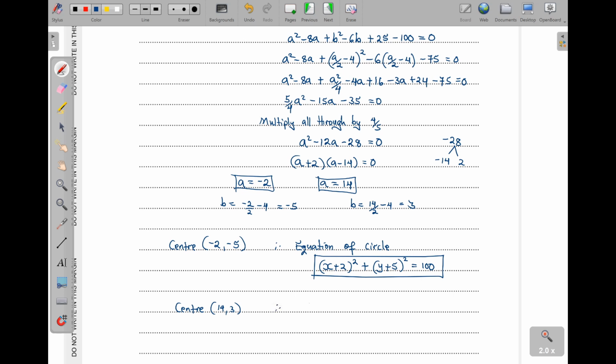Then the other center is (14, 3). So the equation of the circle with that center is going to be (x minus 14) squared plus (y minus 3) squared, which will give us, the radius is still the same, 100. So that is that.